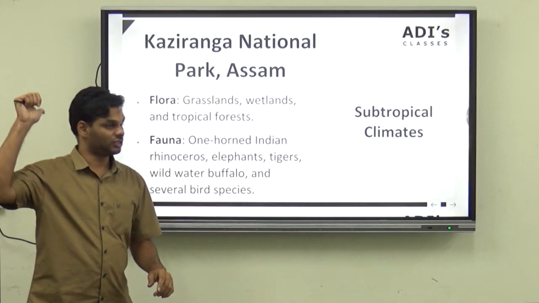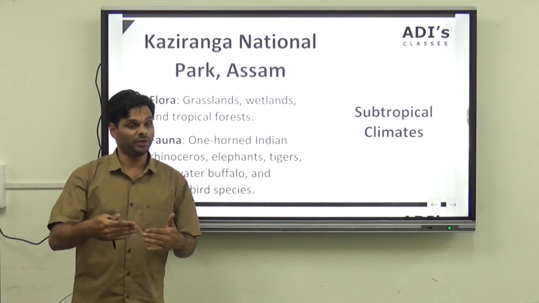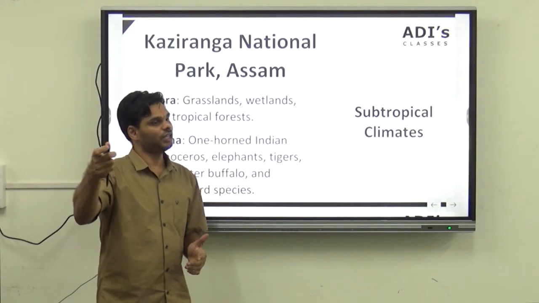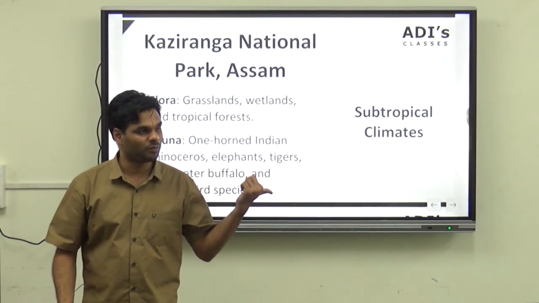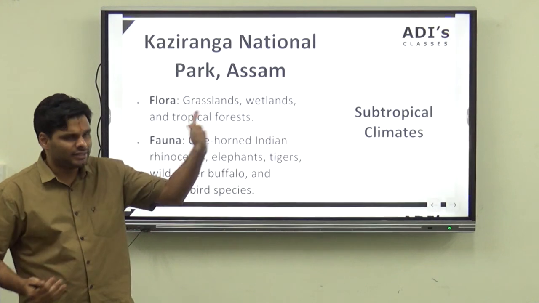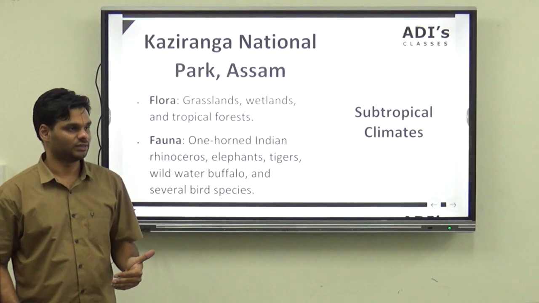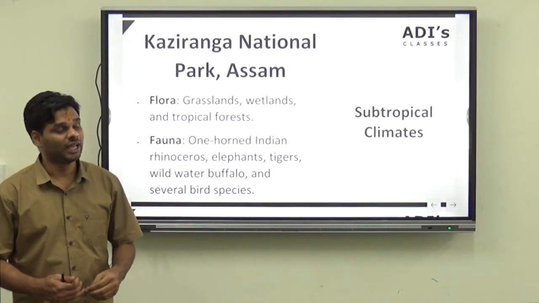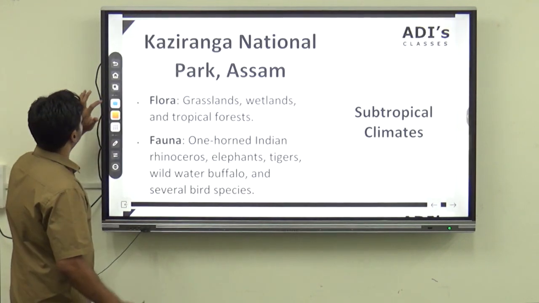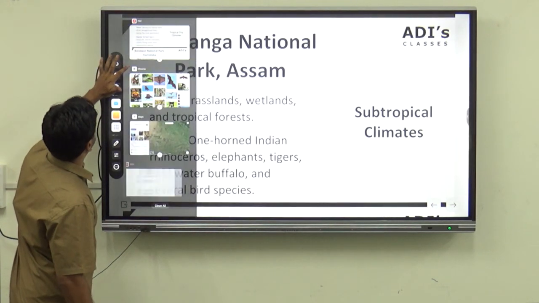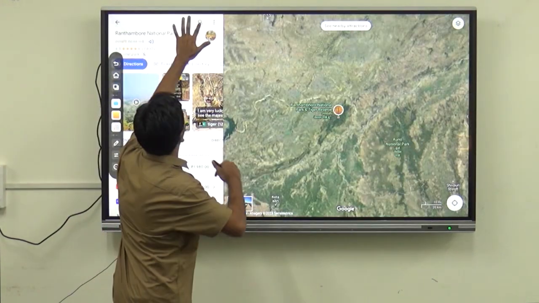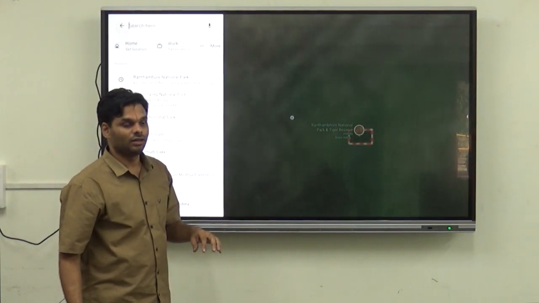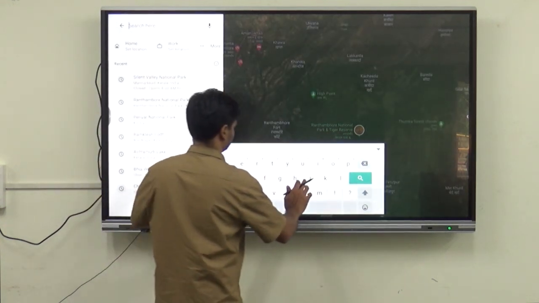The other one that we looked at was dry, but here we are looking at subtropical climate north of the Tropic of Cancer, and that is Assam, Kaziranga National Park, which is just off the Himalayas. Again, these are flatlands. Do you know the exact location of Kaziranga? Kaziranga is famous for rhinoceros, right? One-horned rhinoceros.